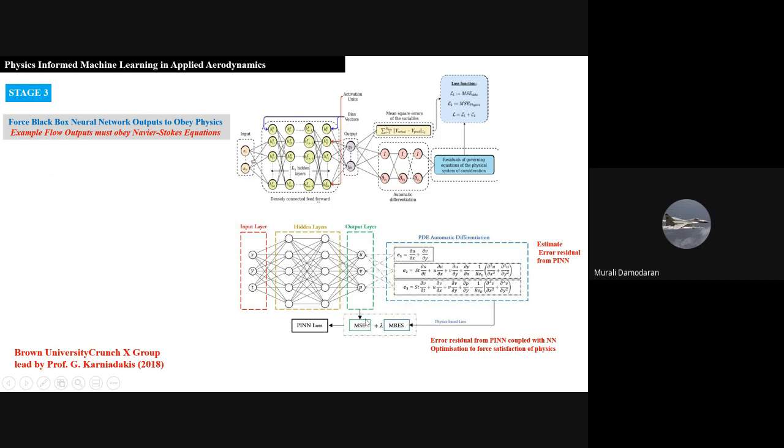That is basically the loss function. Now you take these values, outputs, and put them inside the governing equations of the flow. Because this is an incompressible flow, you take the values and put them here. This is the continuity equation, this is the x momentum, and the y momentum.